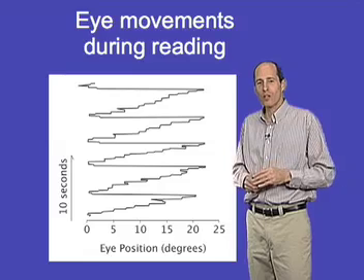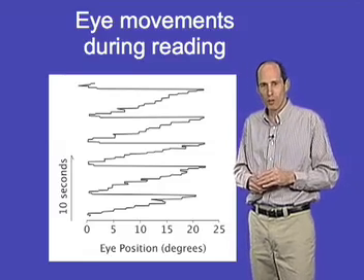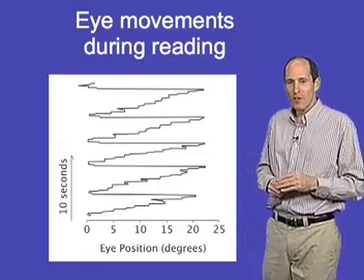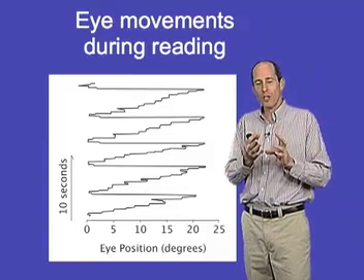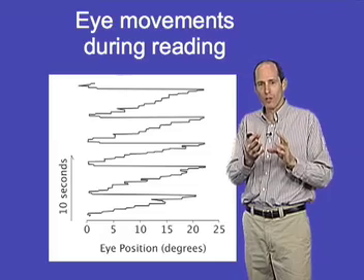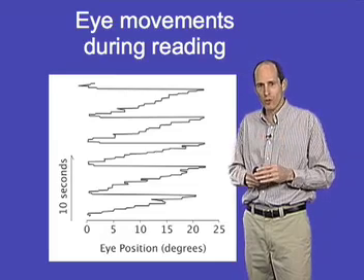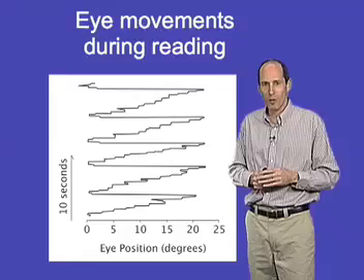Let's look at one simple consequence of this specialization within the retina, and that is the eye movements that allow different regions of the world in which we're interested to be sequentially imaged on the central retina. And there's no better example than reading text.